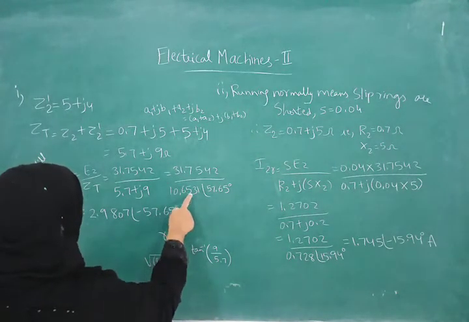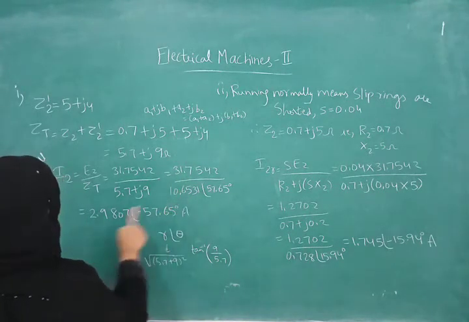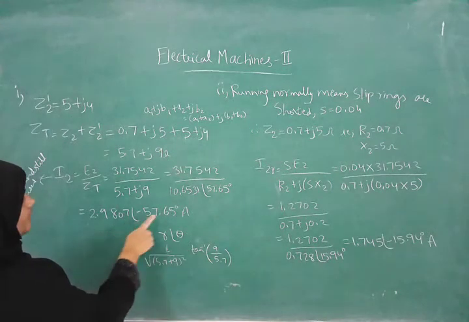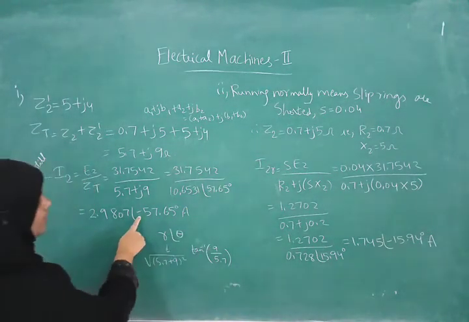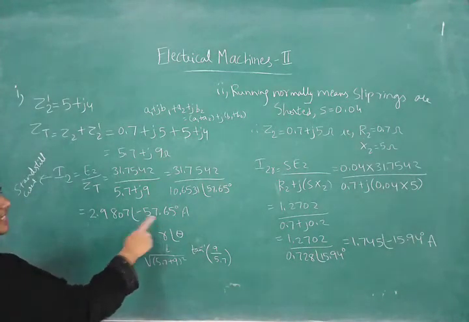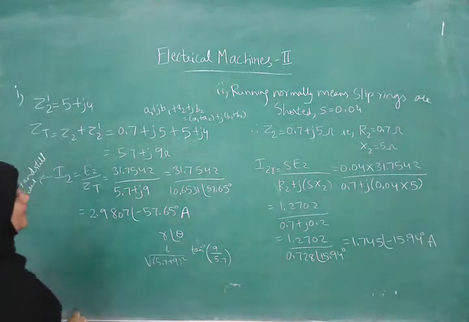So this divided by this: 31.7542 divided by 10.65 will be giving us this 2.9807. Angle will be what? This is in the denominator. When this angle goes to numerator, it will become minus. So angle is minus 57.65 degrees. And current units are amperes, so I have written amps here.